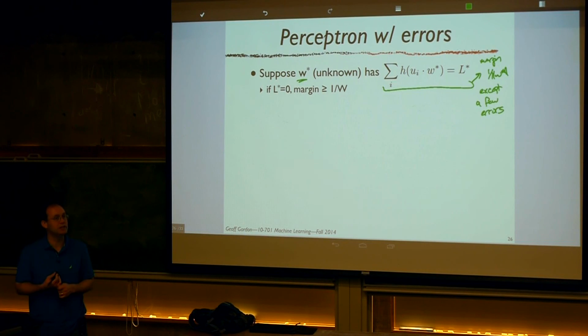Before we assumed perfect linear separability. But it's a stronger assumption than just that there exists some weight vector that classifies the points well, right? And in fact, it would be very difficult to learn only under the assumption that there was a weight vector that classified the points well.